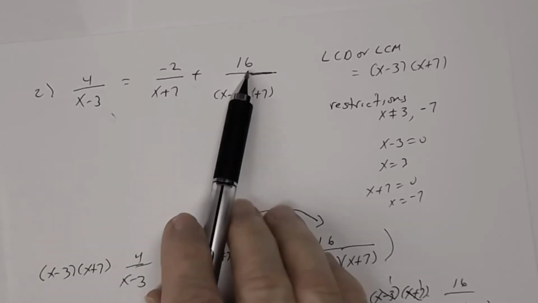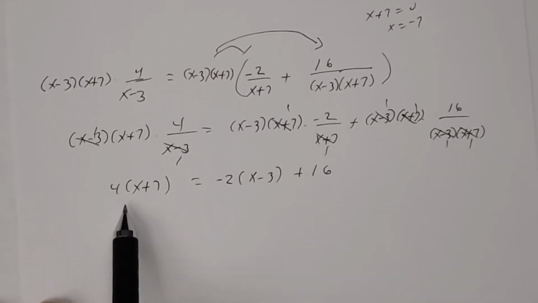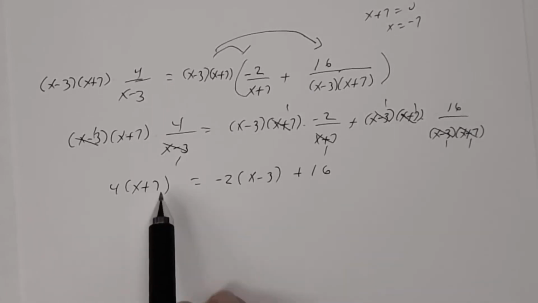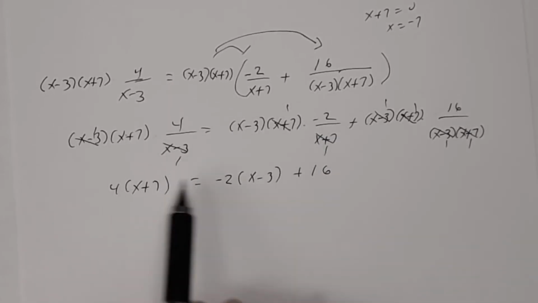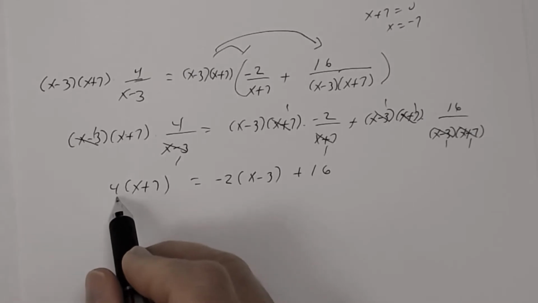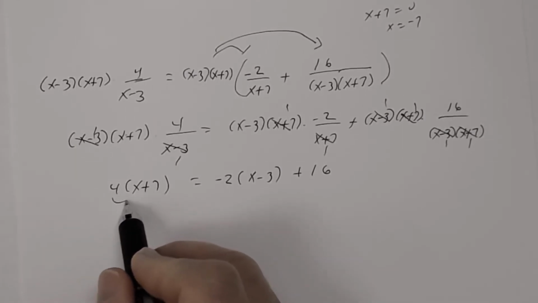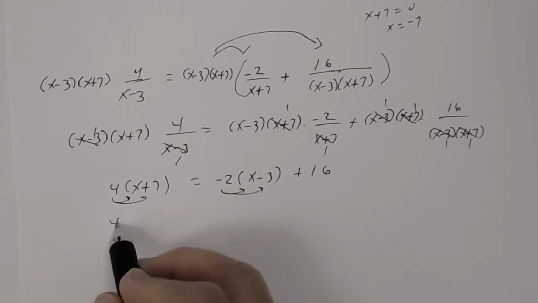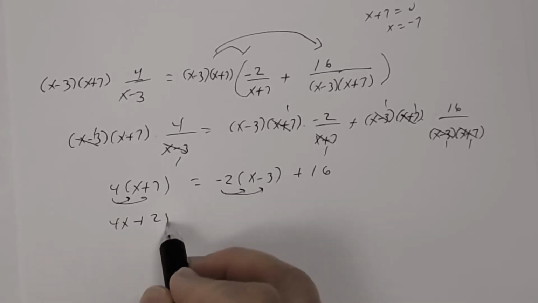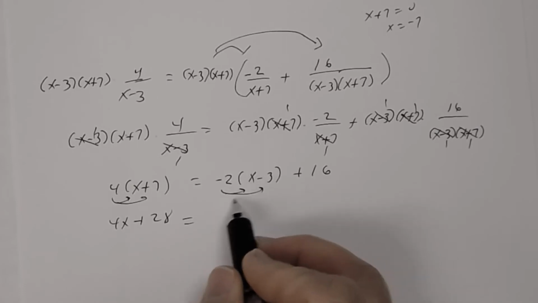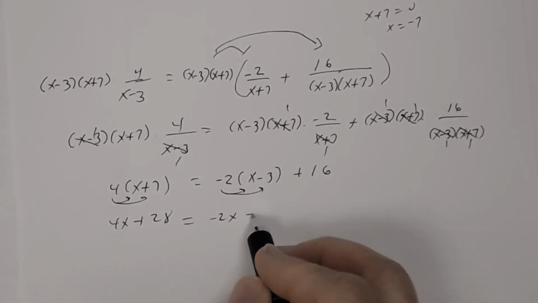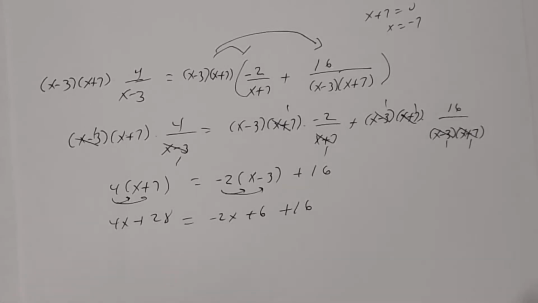I went from a rational equation to a linear equation. And so again, I'm going to go through the solving process. So notice this is all the solving process. To solve this linear equation, since I do have parentheses, I'm going to distribute. I'm going to distribute, and so I get 4x plus 28, 4 times 7 is 28, equal negative 2 times x, negative 2x, negative 2 times a negative 3 is a positive 6, and then plus 16.